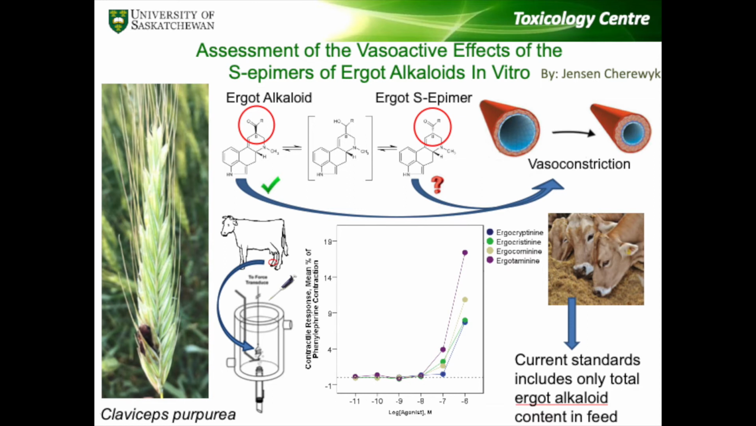These ergot alkaloids chemically convert to an intermediate, then convert to an ergot epimer. The difference between the alkaloid and the epimer is at the carbon 8, where the alkaloid has a solid wedge and the epimer has a crossed wedge.